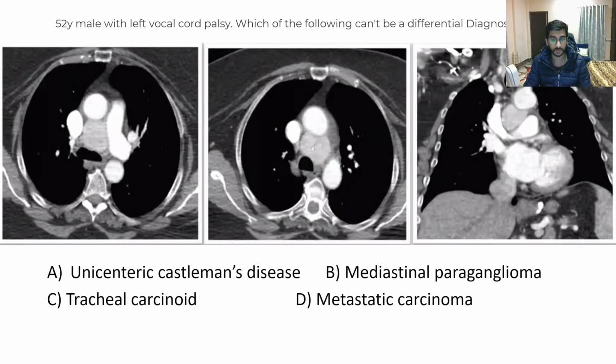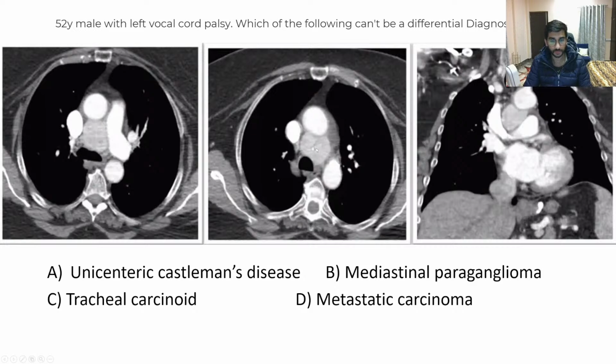The second question was regarding a 52-year-old male with left vocal cord palsy. This statement, left vocal cord palsy, should draw your attention towards the AP window. You need to look for any lesion in the AP window, which was actually present here. This is the aorta, this is the pulmonary artery, this is the superior vena cava, these are the pulmonary veins, and this is the descending thoracic aorta. This is the trachea. Near the trachea, you see a homogeneously enhancing lesion.